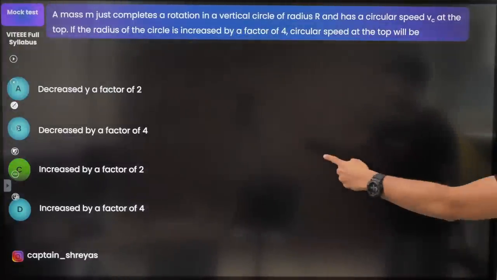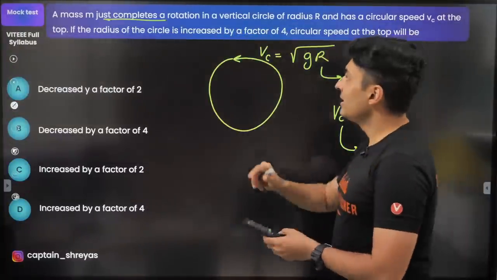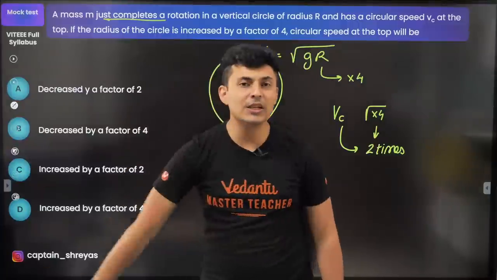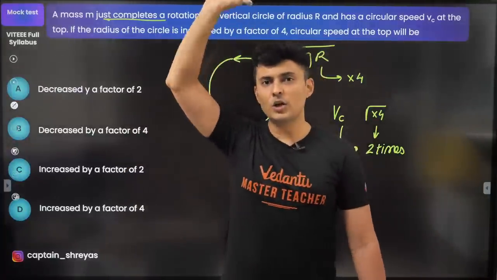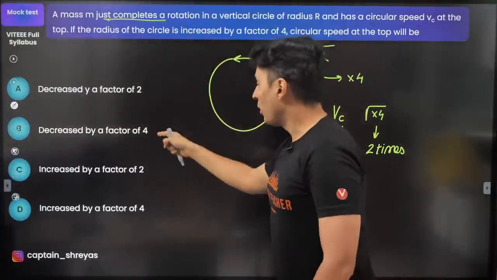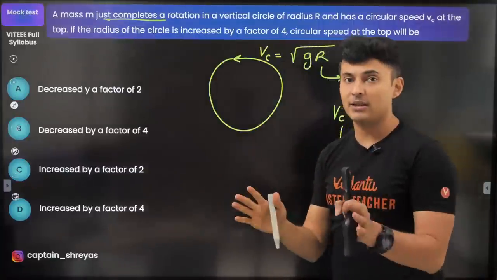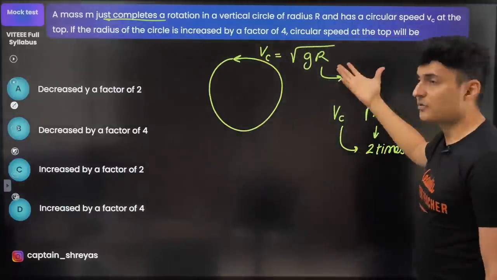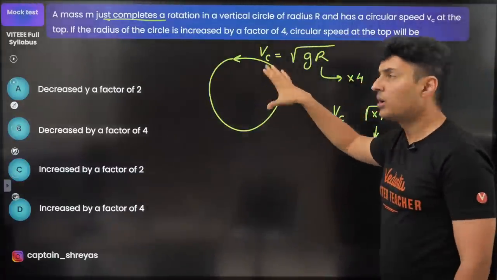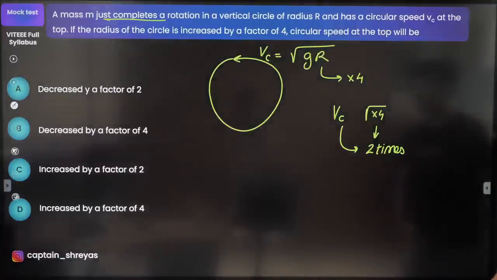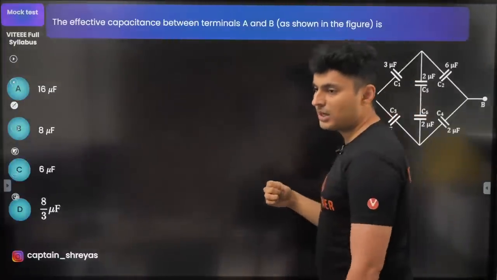There you go. Interesting. So this word was important, that the mass is just able to complete the circle. So the topmost point speed is root gr. At the bottommost point, the speed will be root 5 gr. So if radius increases 4 times, since it is under the root, speed increases 2 times. That's the answer. Everybody with me? Moving on.